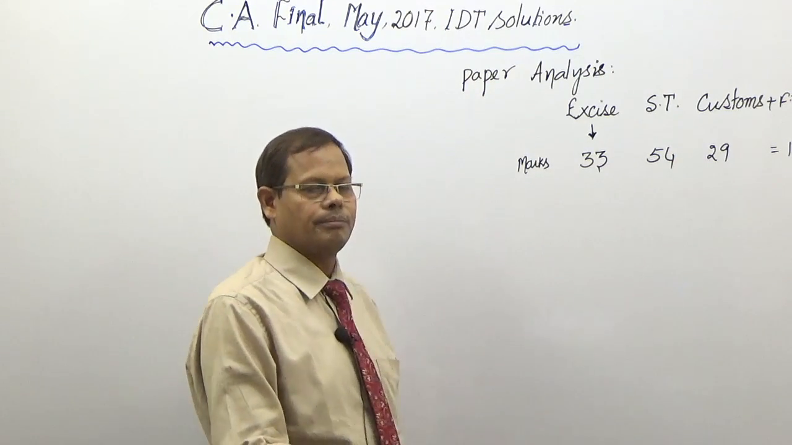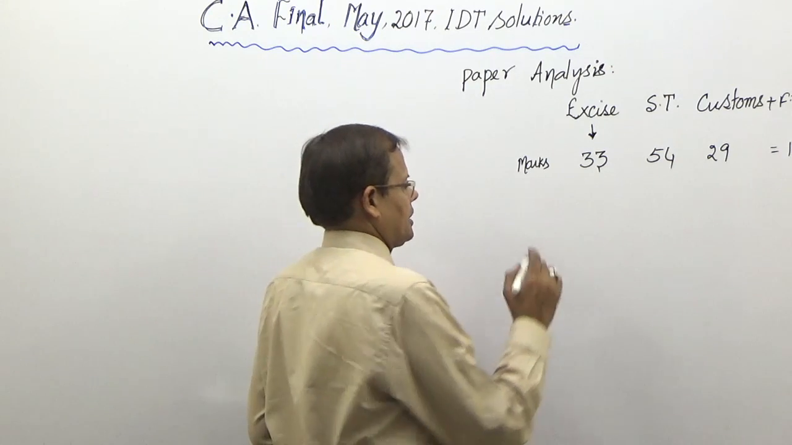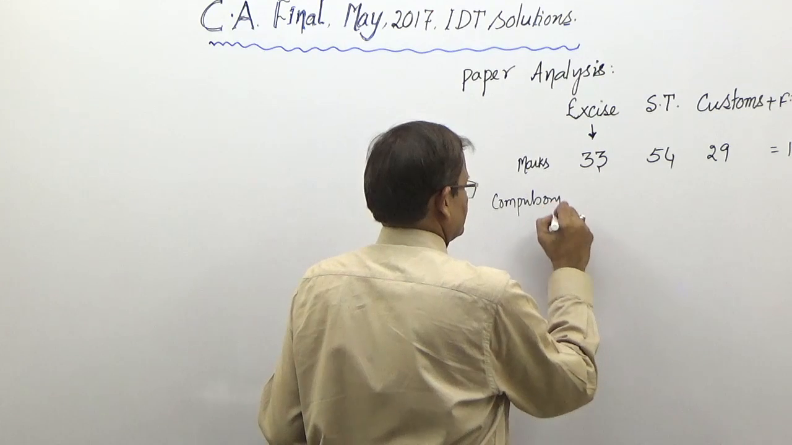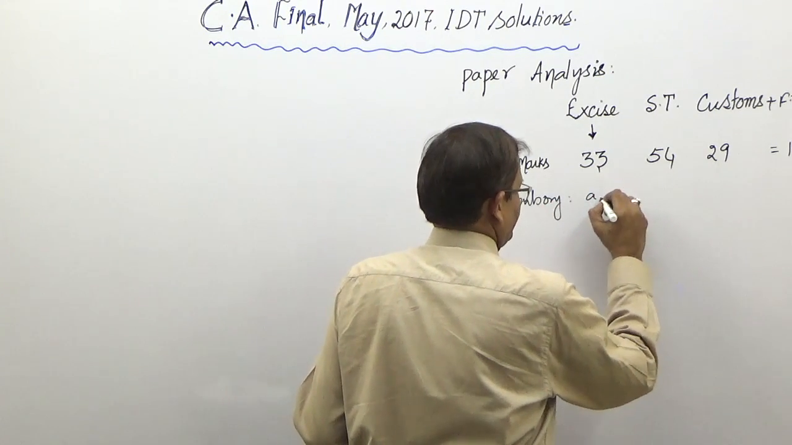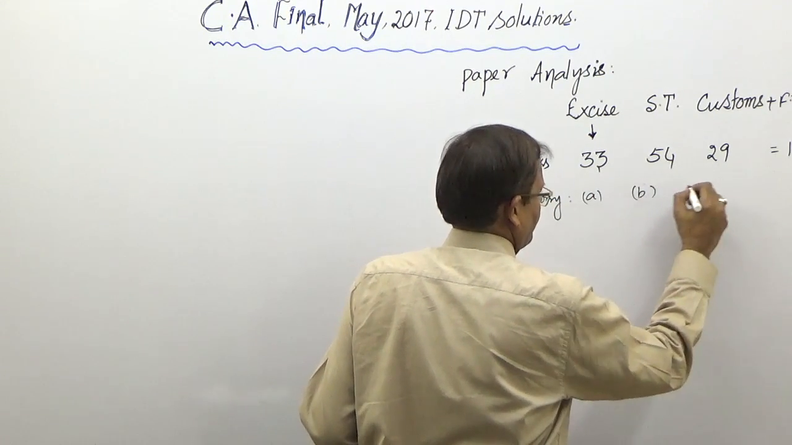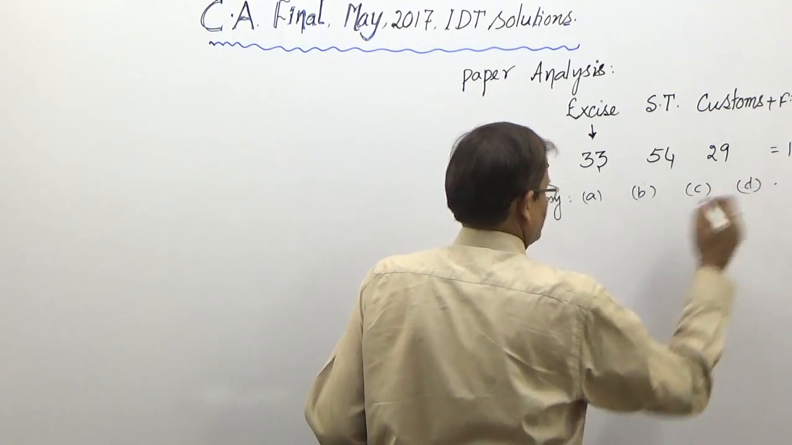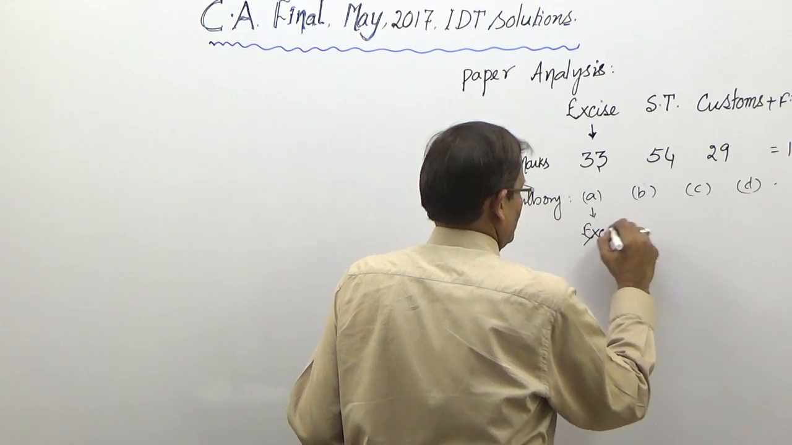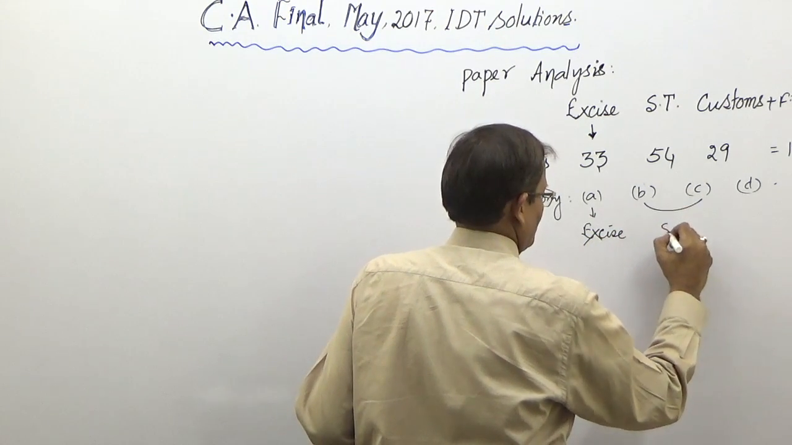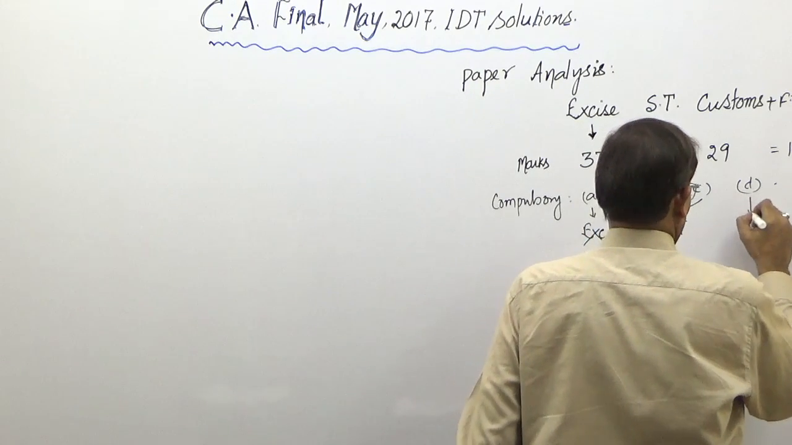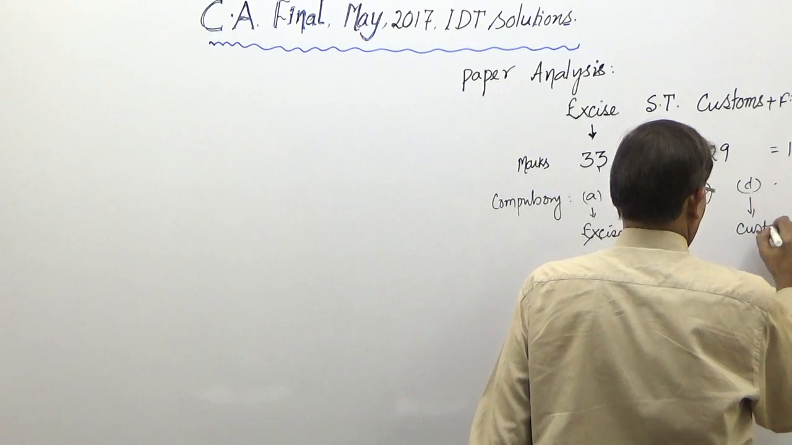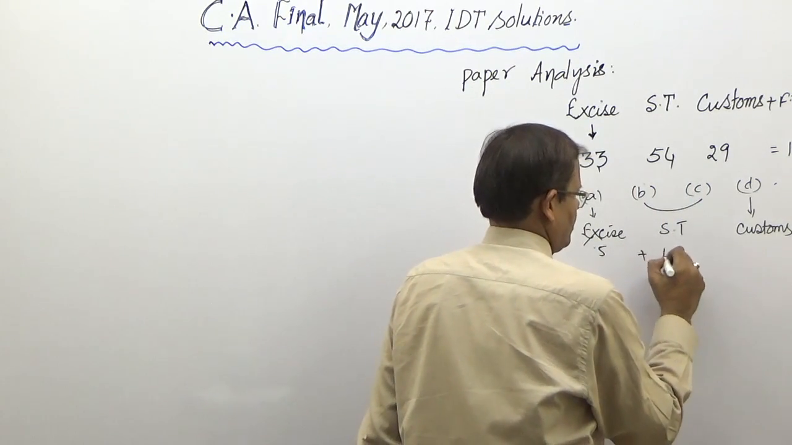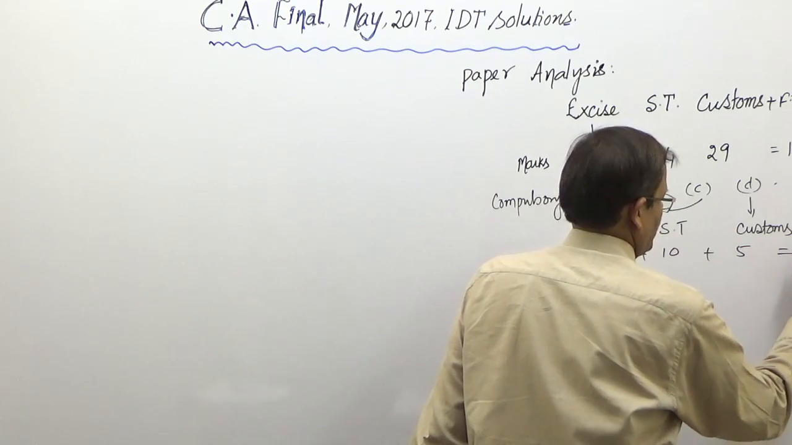If you look at the questions, first the compulsory question. In the compulsory question there are parts A, B, C, D, for 20 marks. A is for excise, B and C for service tax, and D for customs. So 5 plus 10 plus 5, 20 marks.